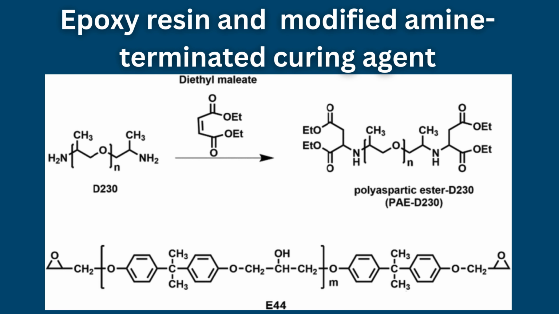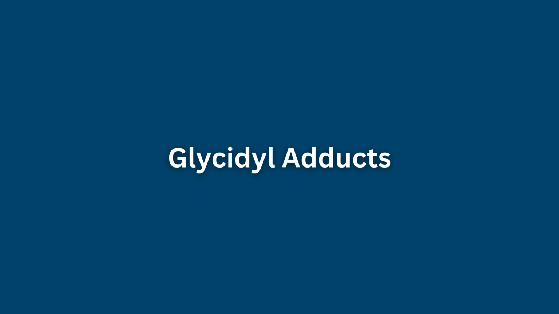Because the modified molecules contain longer chain segments between reactive sites, the resulting epoxy networks are generally more flexible and tougher. However, this improvement in toughness often comes at the cost of lower cross-link density and reduced thermal resistance.